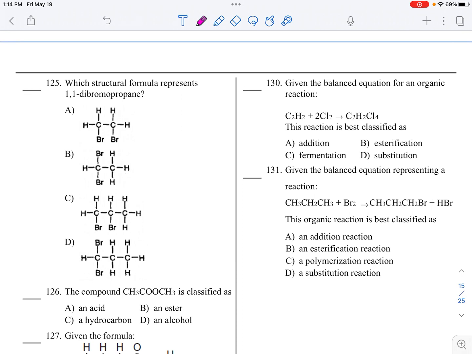Which is 1,1-dibromopropane. So first of all, let's break it down. Propane, methethprop is 3 carbons. Then we have 2 bromines. Well, they both have 2 bromines. But the thing is, it says 1,1. So what that means is both of the bromines are off the first carbon. This in choice C would be a 1,2. This is a 1,1. So choice D.